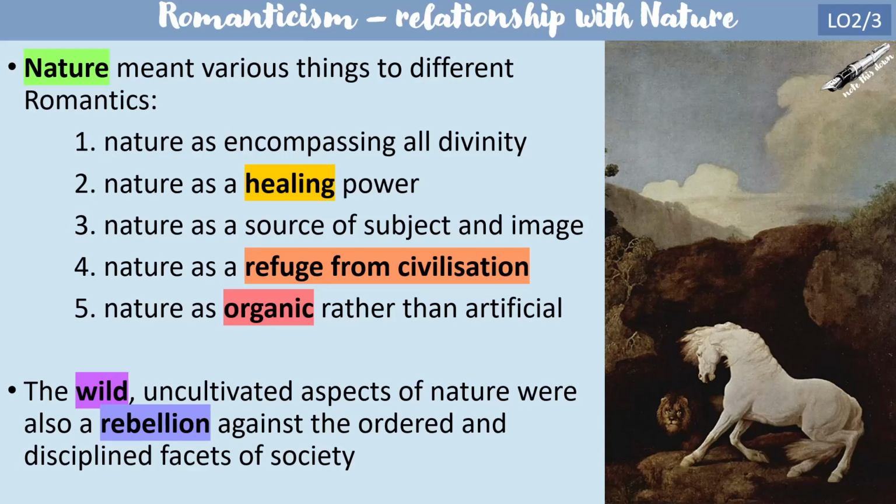Nature meant various things to different Romantics at different times, whether the first or second wave. For the earlier Romantics, nature was encompassing all divinity. So, as we've said, Wordsworth was a pantheist, and he saw God in everything. God was living in everything.